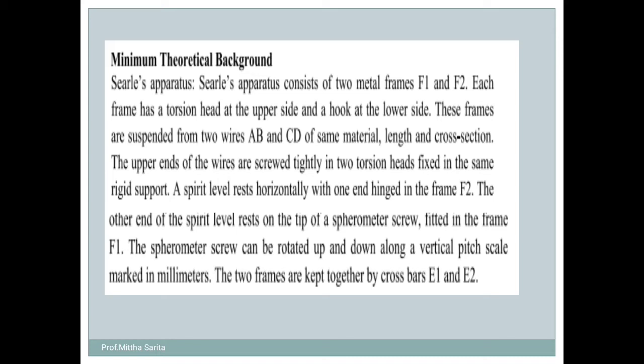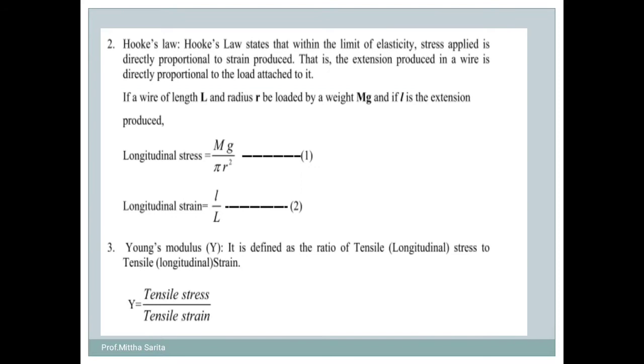A spirit level rests horizontally with one end hinged in the frame F2. The other end of the spirit level rests on the tip of the spirometer screw, fitted in the frame F1. The spirometer screw can be rotated up and down along a vertical pitch scale marked in millimeters. The two frames are kept together by crossbars E1 and E2.